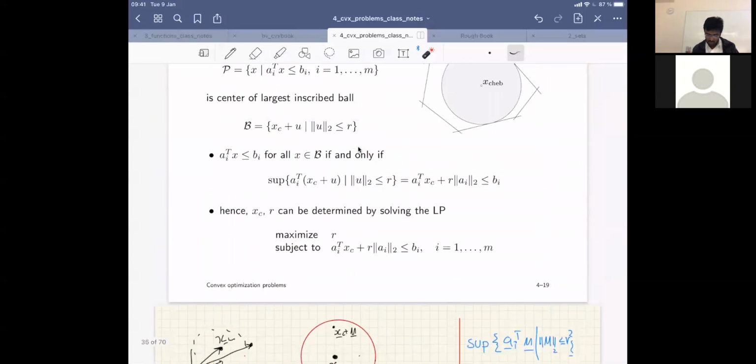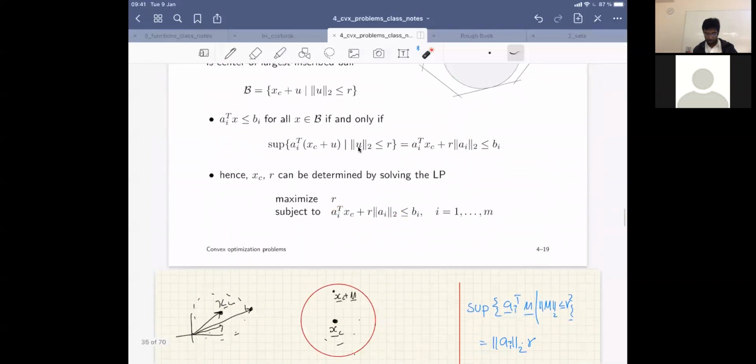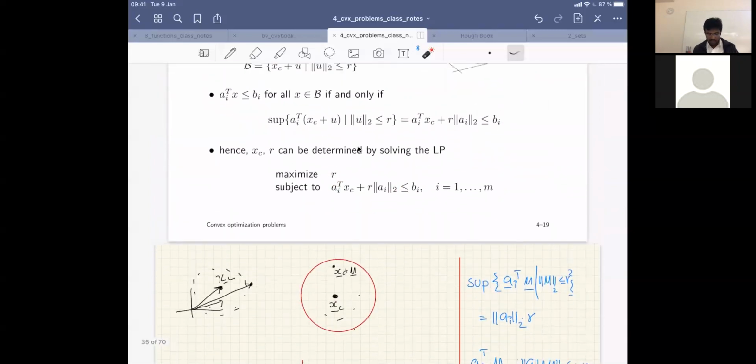So now this is a criterion for the points of the ball to be inside the polyhedron. Now what you do is find the maximum r which satisfies this criterion. Again, you can see that this is a linear program, because the objective function is just r, which is affine, and this inequality is affine. You can see the norm 2.